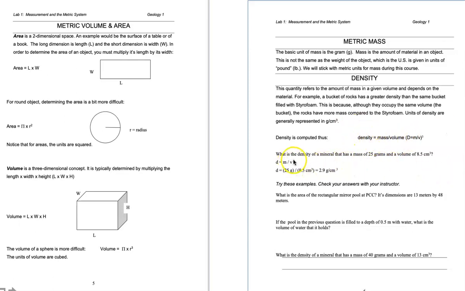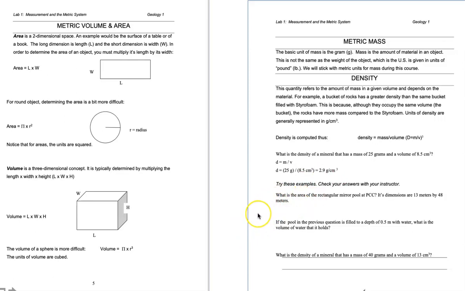Here's an example. What is the density of a mineral that has a mass of 25 grams and a volume of 8.5 cubic centimeters? Remember, volume has to have a cubic unit. So density equals mass over volume, 25 grams divided by 8.5 cubic centimeters, and that equals 2.9 grams per cubic centimeter. Those are the units for density, grams per cubic centimeter. We don't simplify them any further. So finally, there are 3 more examples to try.